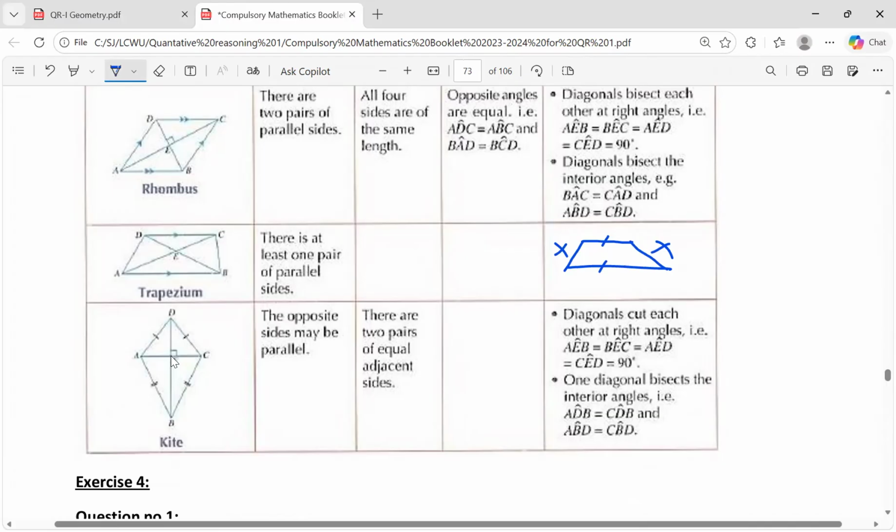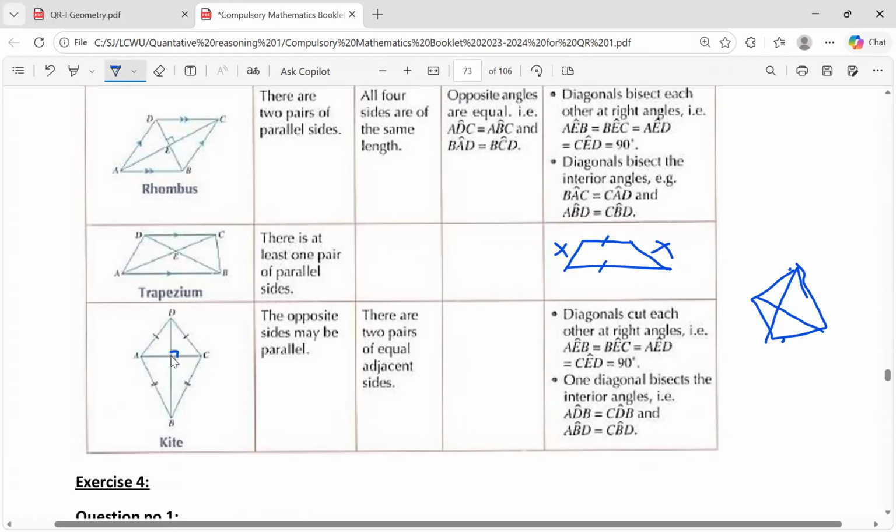Next one is kite shape. You can see this kite shape, its diagonals are at right angle to each other. Diagonals of a rectangle are the lines joining the opposite points. So diagonals of a rectangle or quadrilateral, any four-sided figure, are the lines joining the opposite points of the four-sided figure.